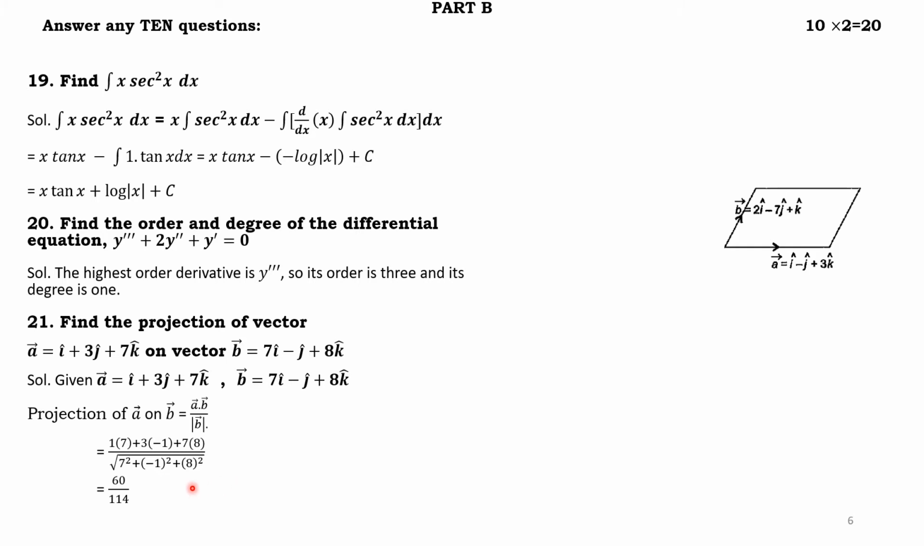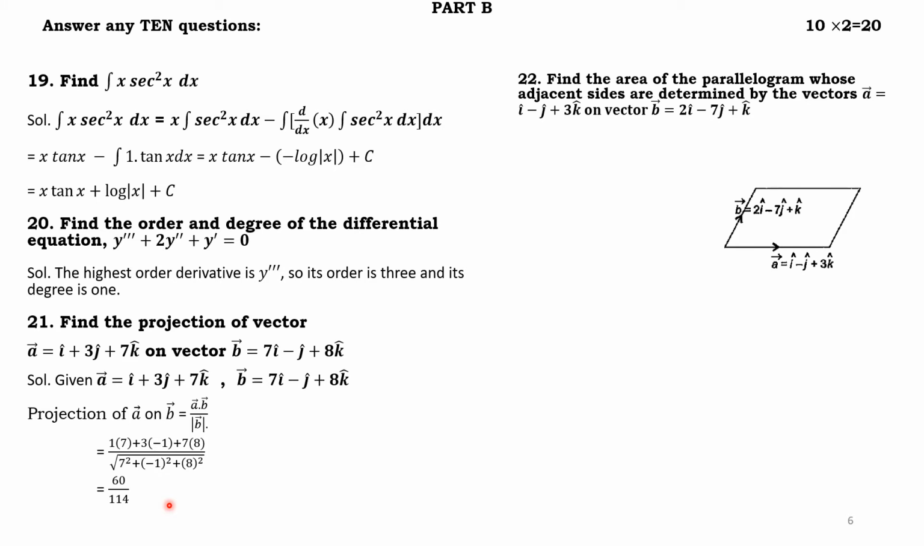Simplifying, we get the answer as 60 by 114. You can divide it, that is 30 divided by 57. This answer you can write.